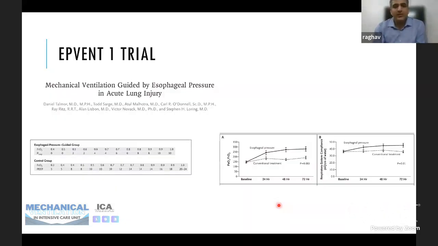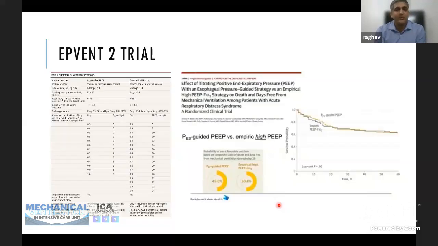So the transpulmonary pressure approach was tested in 2 trials. The first was a smaller trial, EPVent-1, and the second was EPVent-2. Though there was no difference in mortality, the oxygenation was better in the transpulmonary pressure group.